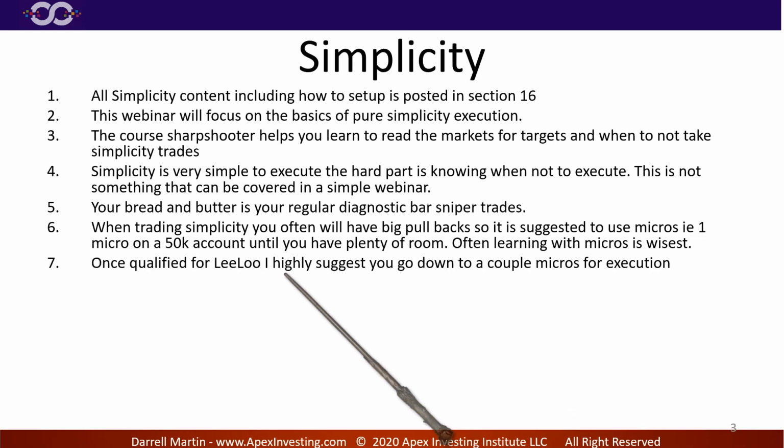Once you're qualified, this is something I want to point out to y'all, and something that I do. Once you're qualified for Lilu, go down to micros for execution, maybe like 2 or 5. You're no longer in a rush to meet a goal. Yes, you want to make as much money as possible, but your actual first goal is to slowly but surely build up that buffer until you have a big buffer on your threshold. So trade smaller. Otherwise, what happens is, who in here has got funded and then lost their account?